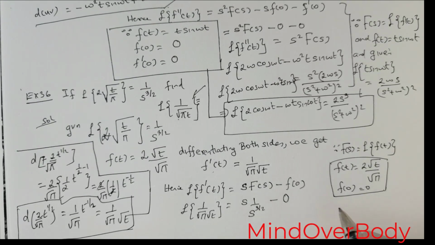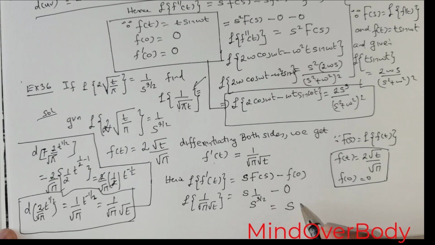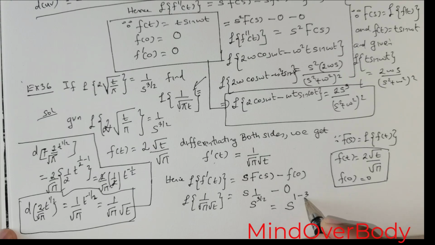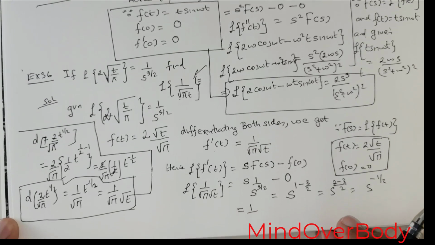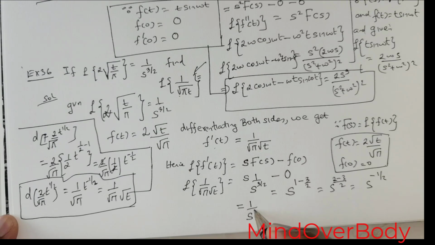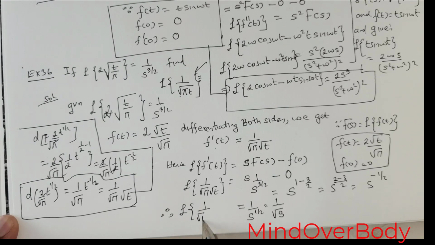Now what have I got? I've got s over s raised to the power 3 over 2. So if I were to move them up, it's going to be s raised to the power of 1 negative 3 over 2. That's going to be s raised to the power of 2 negative 3 over 2, which is going to be s raised to the power of negative 1 over 2, which can be written as 1 over s raised to the power of half, which is nothing but 1 over root of s. So the outcome, therefore, Laplace transform of 1 over root of pi times root of t is this.